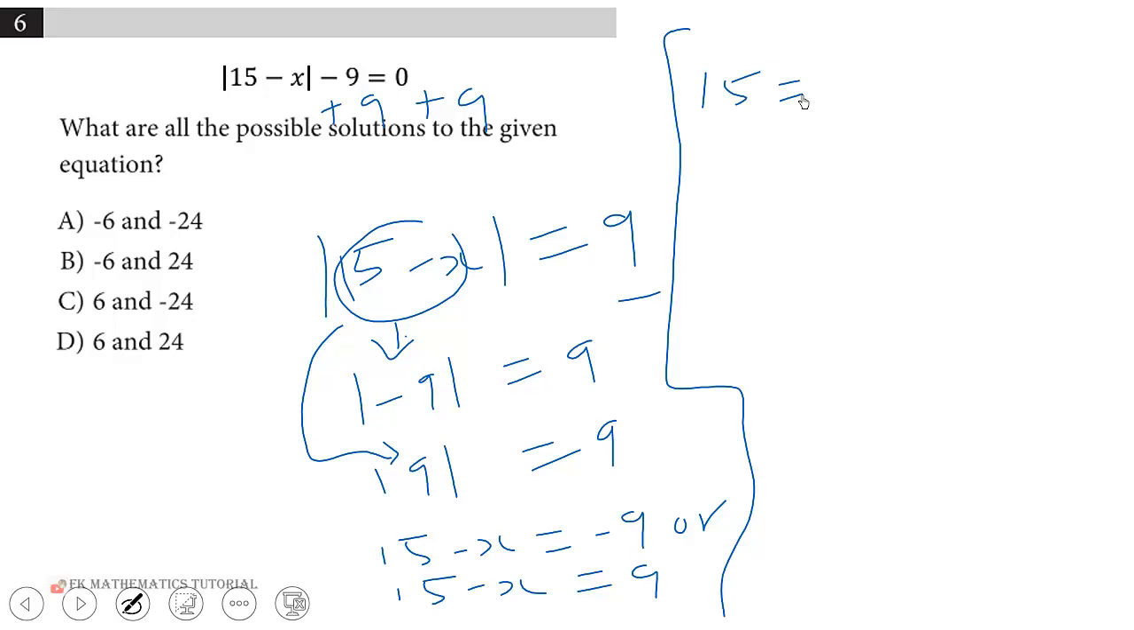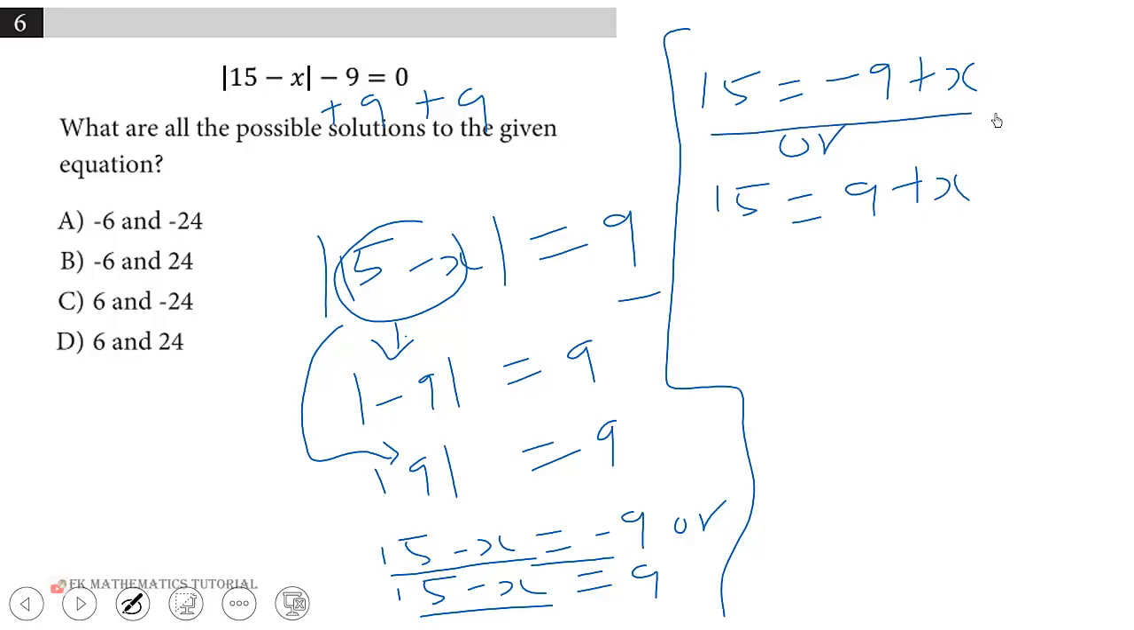So if that is the case, then we add x to both sides of each. We get 15 is equal to negative 9 plus x. Or, when we add x to both sides of this, we get 15 is equal to 9 plus x. So for the first, we are going to add 9 to both sides, which gives us 15 plus 9 is equal to x. And for the second, we are going to subtract 9 from both sides, so that gives us 15 minus 9 is equal to x.